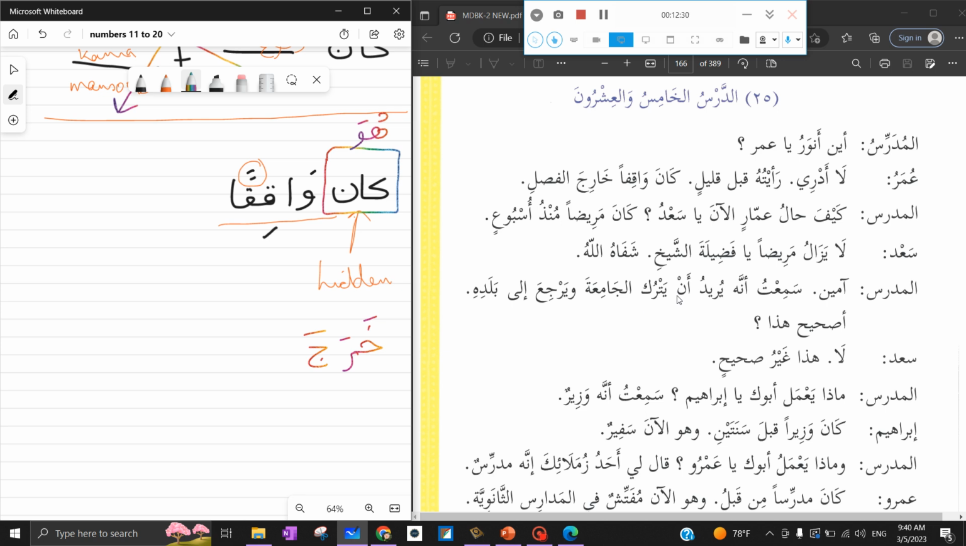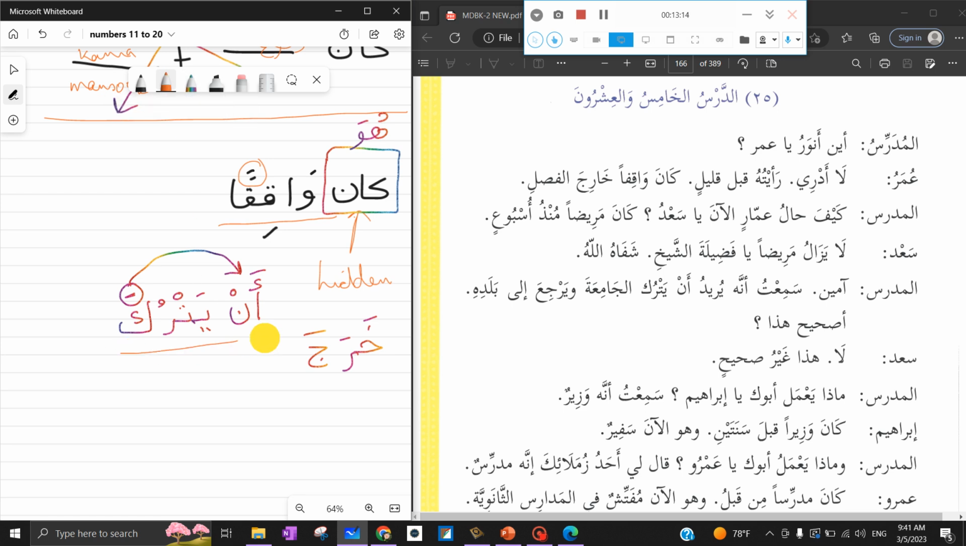Now, there is one more thing to learn here. When an yatruka comes, here is an. So basically we know this is the harf nasb to make the fi'l mudari' in nasb case. So the fi'l mudari' here is yatruka. Yatruku. Instead of yatruku, there is yatruka. Why fatha? Because of the harf nasb. So due to this harf nasb, we have the fi'l mudari' in nasb case. So what happens?